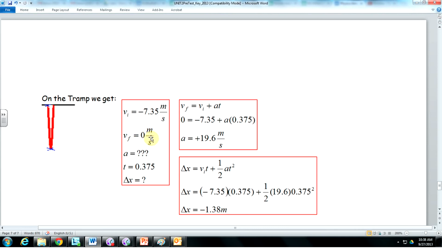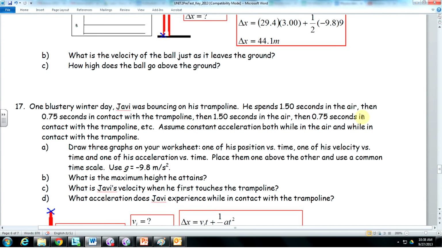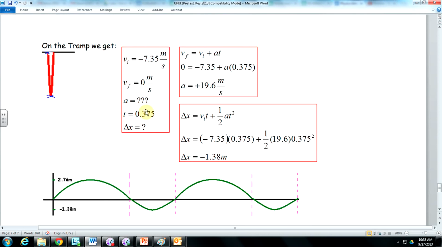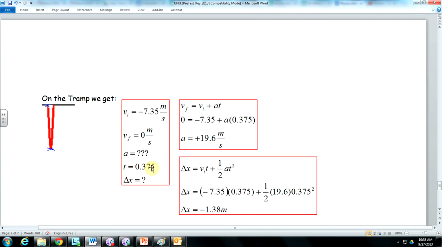So that's where this 0 comes from. And I said we cut the problem in half, but our time on the trampoline is 0.75, which means that the time we need to use is half of that right here, 0.375. So again, we know three things. We can solve for what we don't know. This time we're solving for acceleration, which we don't do very often, but in any case, easy to do, and we end up getting 19.6 for our acceleration.